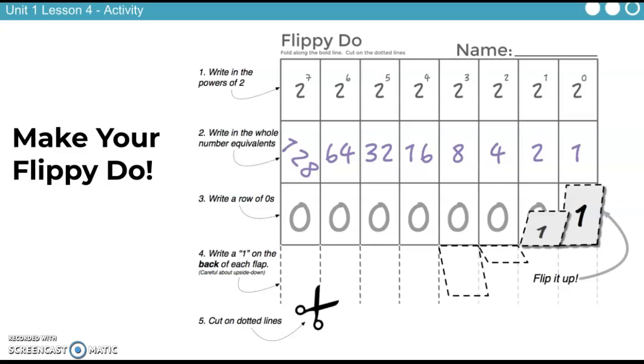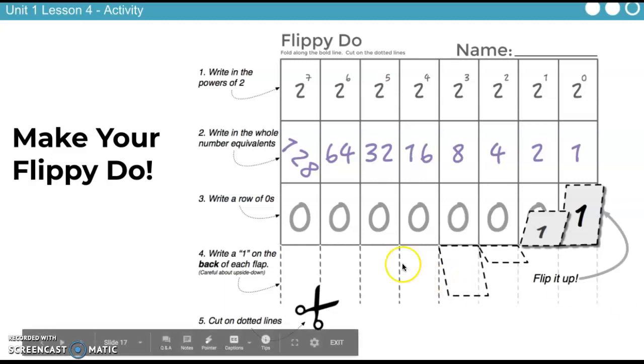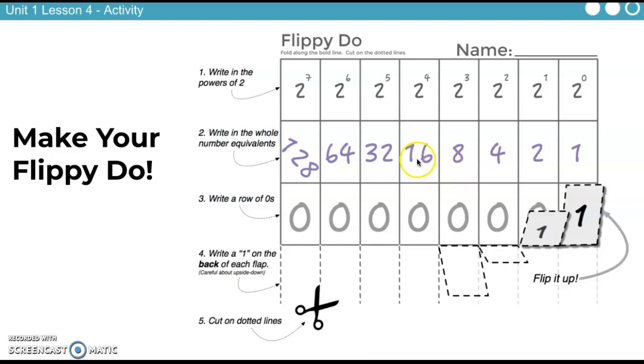This is a tool that will allow you to quickly and easily translate between the decimal base we are used to as humans and the binary base that computers use. Okay, so I also am going to share with you a digital Flippy Do. So you're going to fill it in.